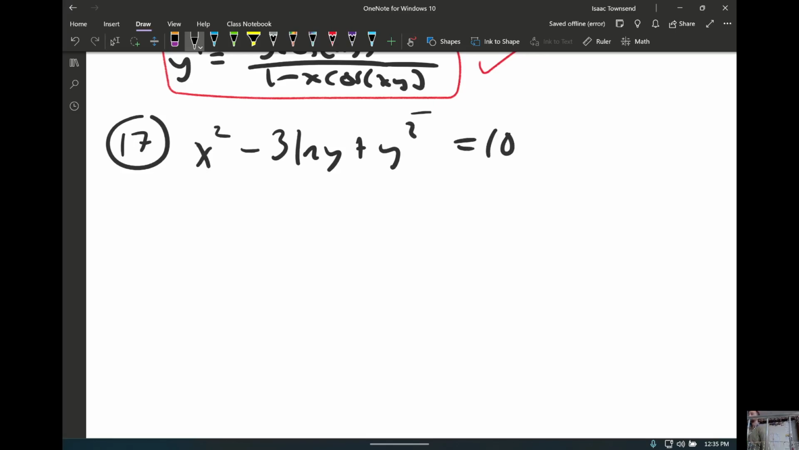Okay, so for 17, what did you get for this part? X squared becomes, okay, I agree. What did you get for this part? I wasn't sure whether it was 3 over y prime or 1 over 3 y prime.